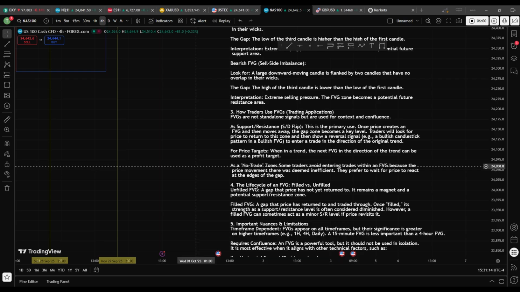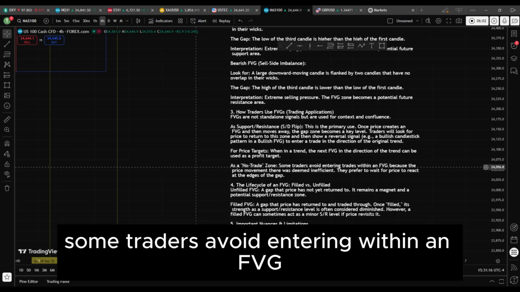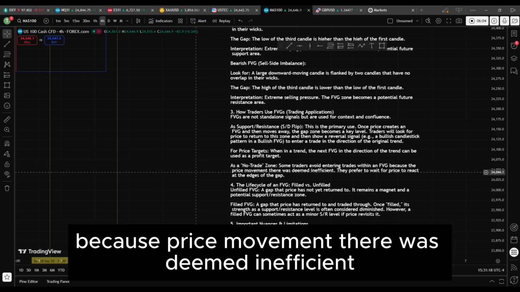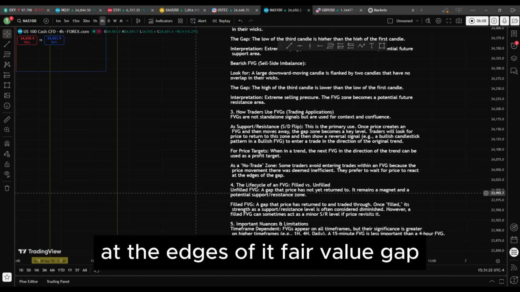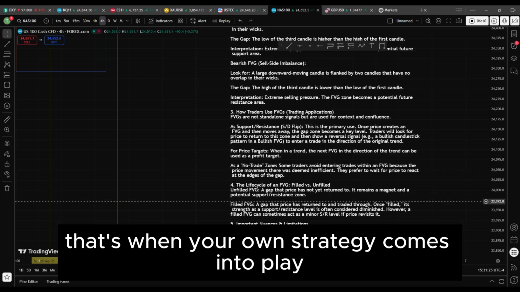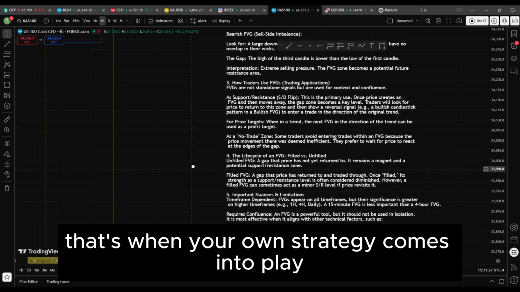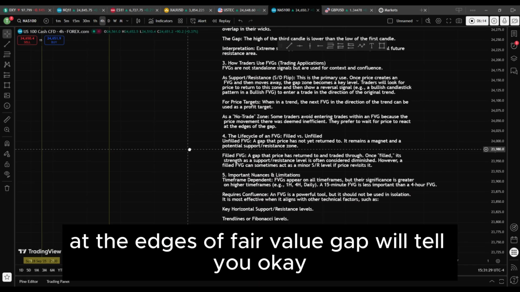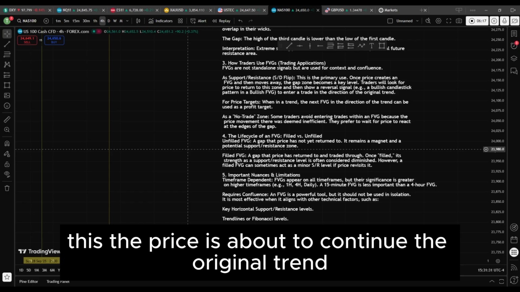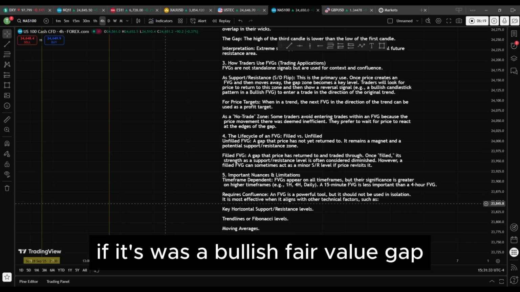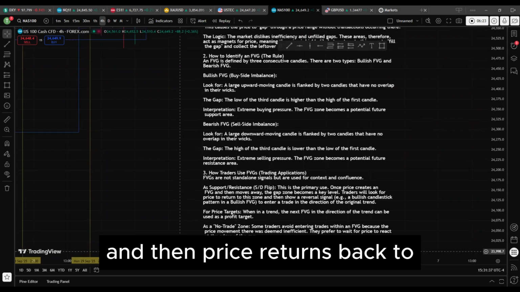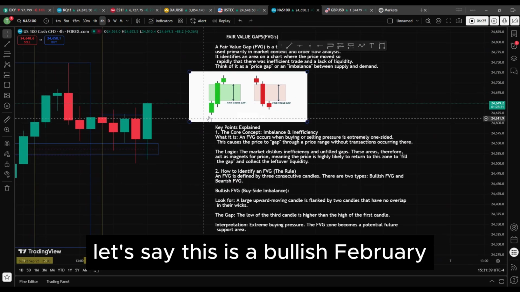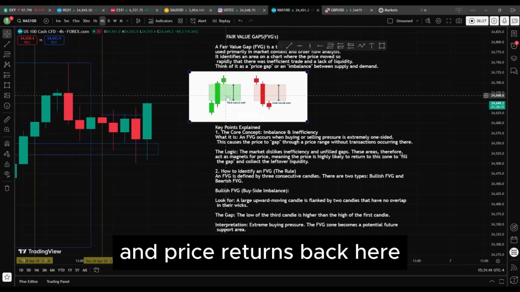As a note, some traders avoid entering within an FVG because the price movement was deemed inefficient. They prefer to wait for price to react at the edges of the fair value gap. That's when your own strategy comes into play. At the edges of the fair value gap, it tells you the price is about to continue the original trend. If it was a bullish fair value gap, and then price returns back to, let's say this bullish fair value gap, and then price returns back here.